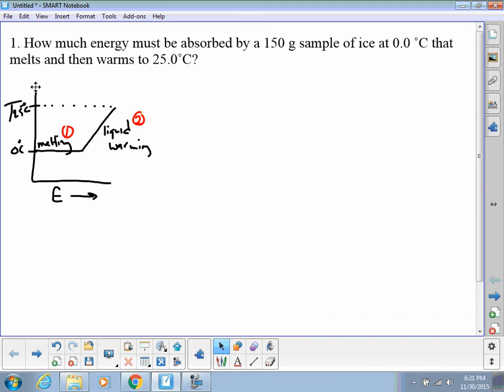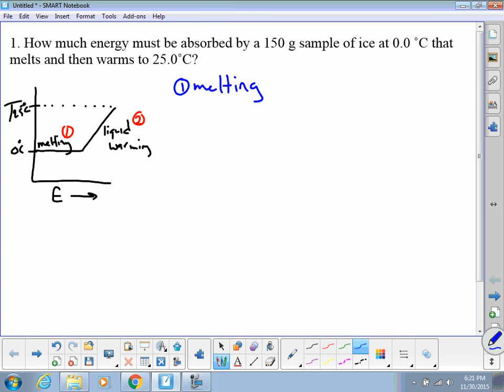So when it comes to solving a question like this, we have to take it in steps. Treat it as separate problems, and then figure out what we need to do from there. So this question wants to know the total amount of energy needed. So if we figure out the energy required for the melting portion and the energy required for the liquid warming portion, we can just add them together and get the total amount of energy, but we have to take it in steps. So step 1 is when the ice cube is melting.